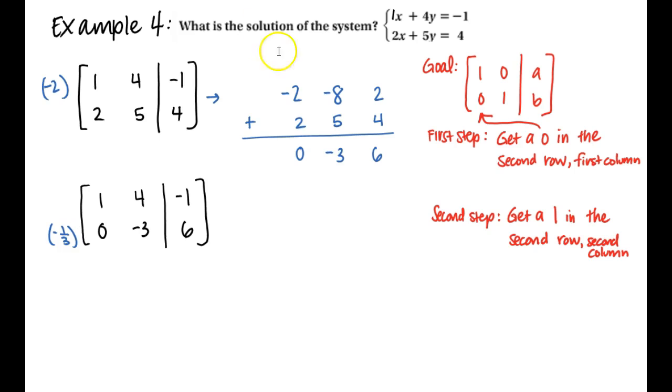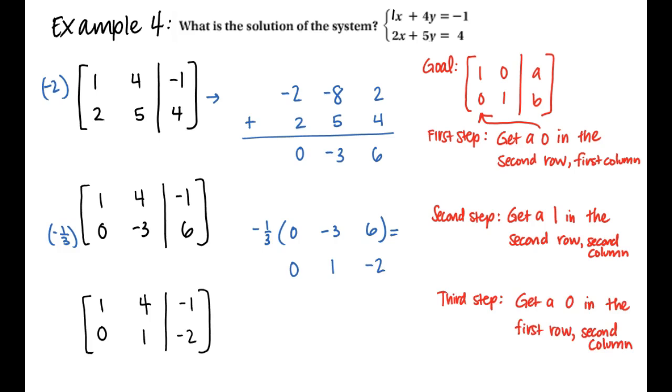Our second goal is to make this -3 in the bottom right-hand corner a +1. So get a 1 in the second row, second column. And the way that we can get a 1 there is by multiplying by the reciprocal. So the reciprocal of -3 over 1 is -1 over 3. So we're going to multiply the second row by -1/3. When we multiply by -1/3, we get the new values of 0, 1, and -2. So this is our new second row.